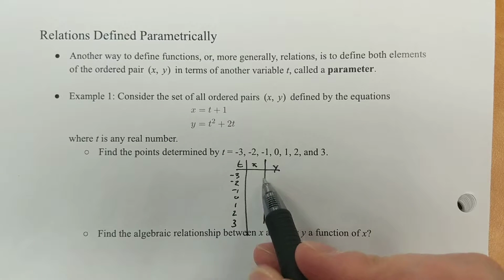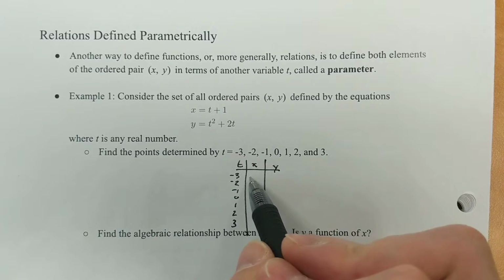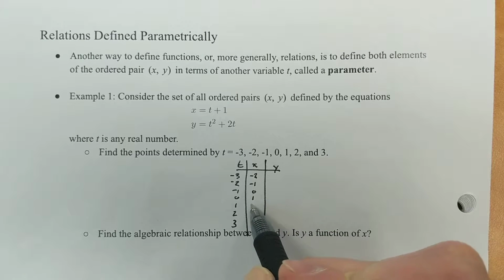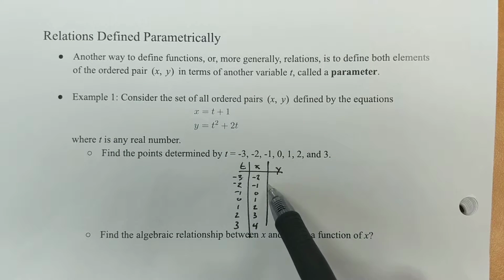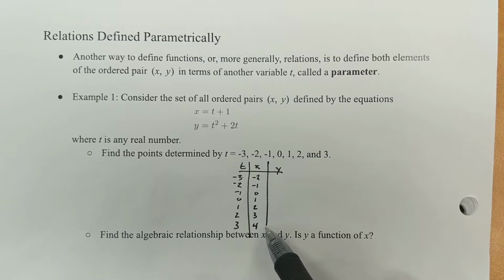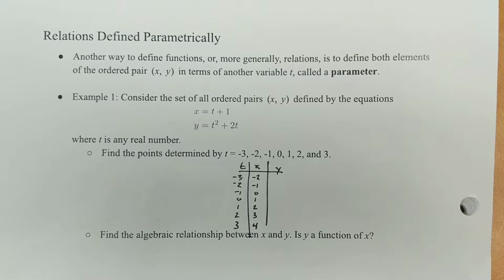To find my x values, I'm going to take my t's and plug them into the x equation. So it's going to be +1. So -3 + 1, -2 + 1, -1 + 1, and so on all the way down the list. Take your t's, plug them into the x's, and that gives you your x column. Repeat the process for the y. I'm going to take my t values, plug them in here, and get my y values.